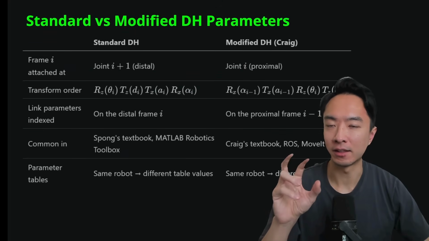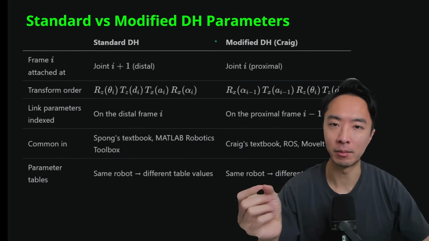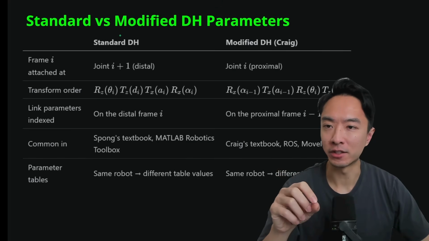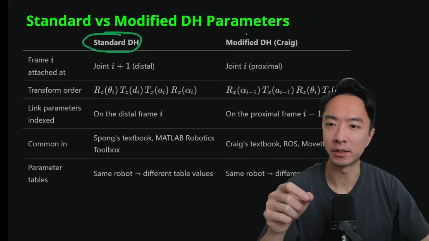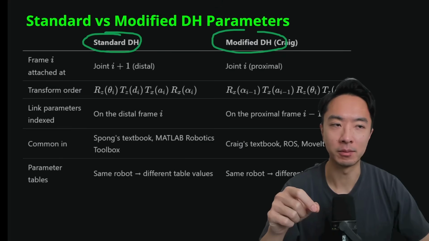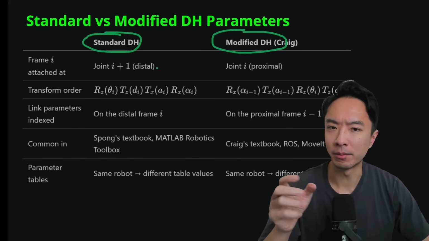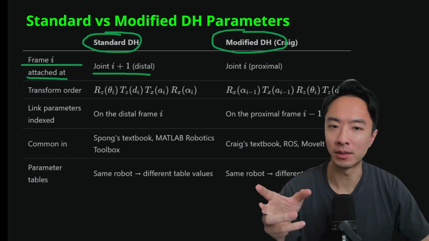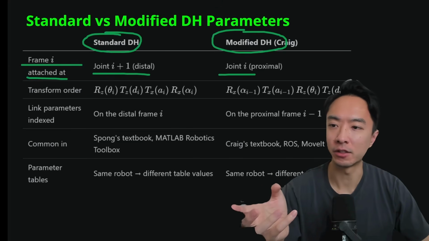So let's take a look at the difference between standard and modified DH parameters. So you want to make sure you're choosing the right convention. On the first column here is going to be standard. The second one is going to be the modified. And some of the main differences is the frame attachment. So for the standard, it's going to be i+1. Modified is at joint i.